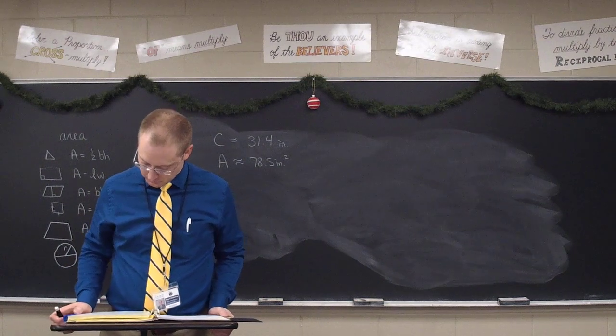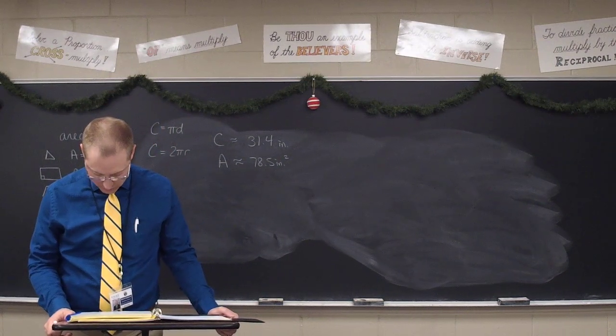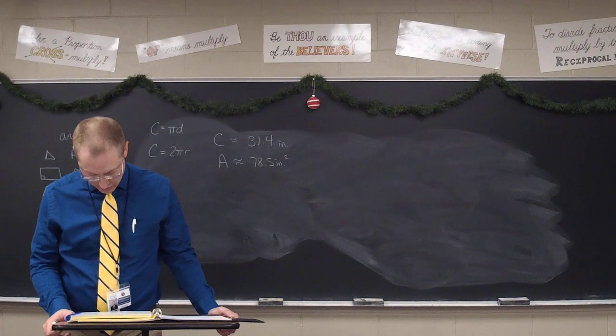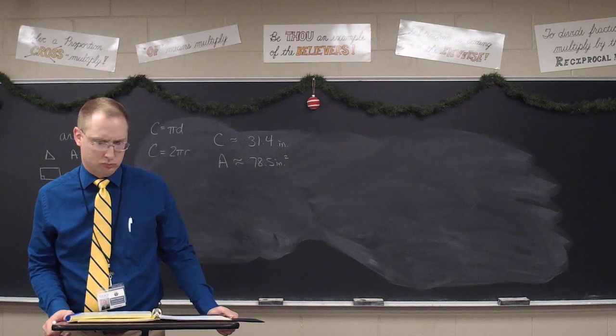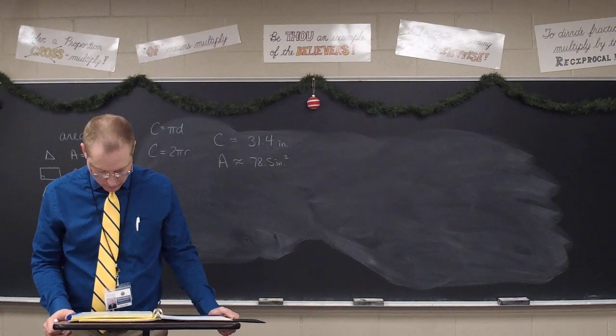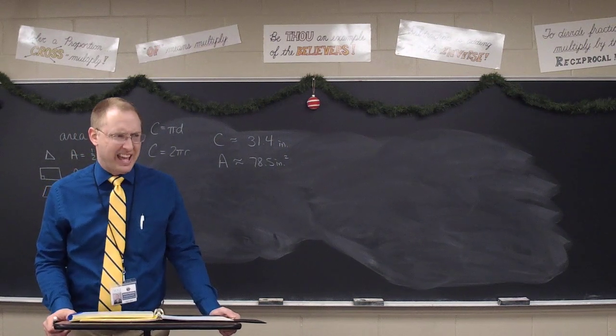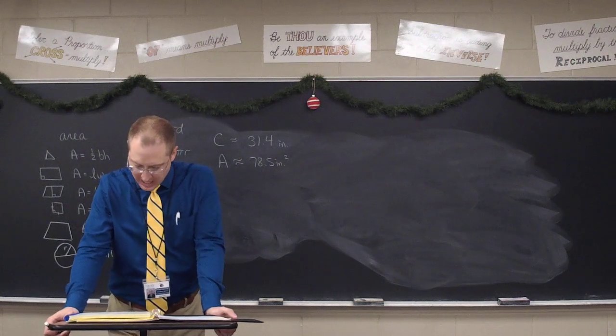Richardson's circular pool has a diameter of 11 meters. The bottom of the pool needs to be repainted. What is the area of the bottom of the pool? Round to the nearest whole number. That seems really big, 11 meters. Oh, diameter. Diameter of 11 meters.